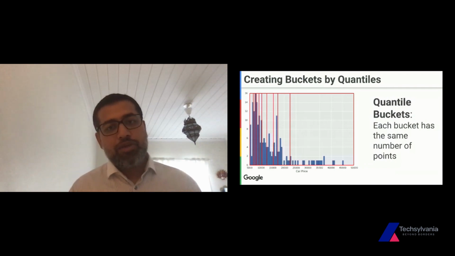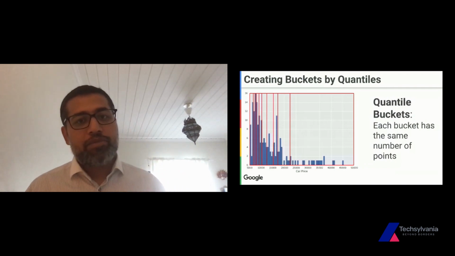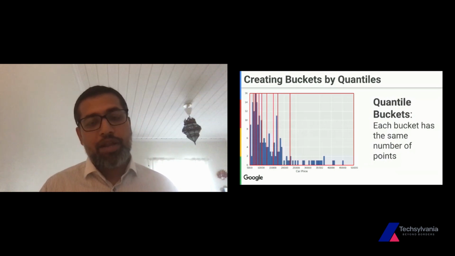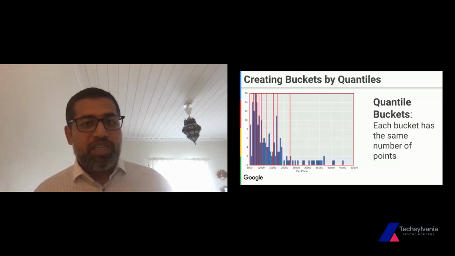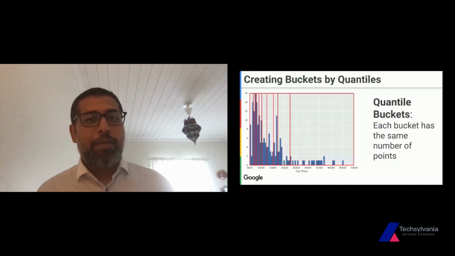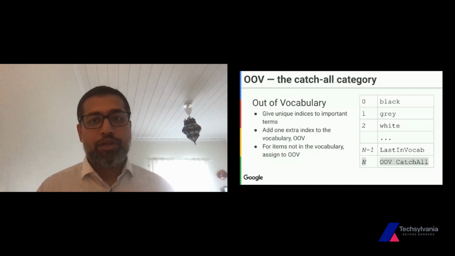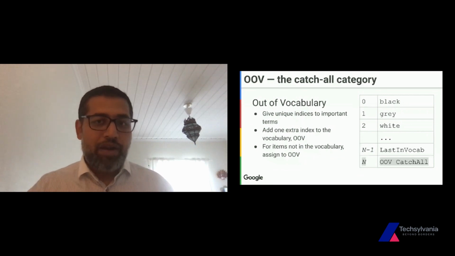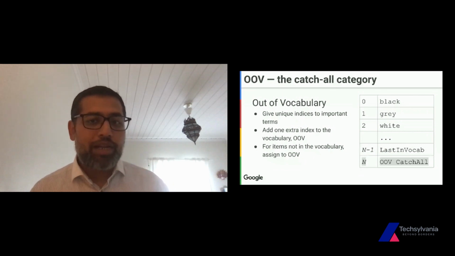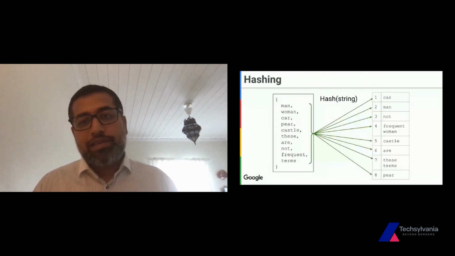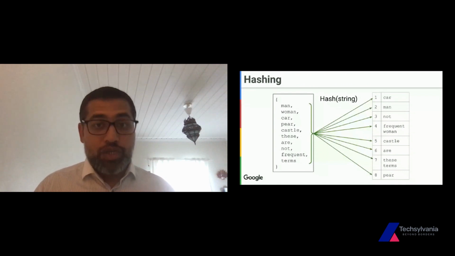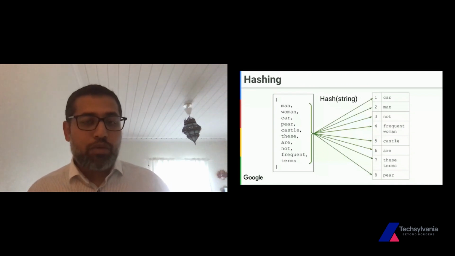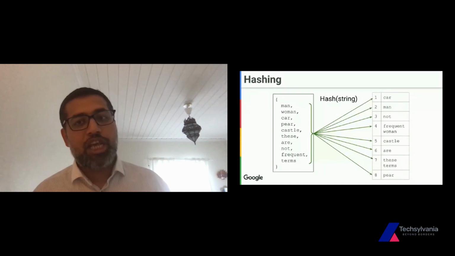Similarly, you can transform your categorical data. For example, if you have categorical data, you can create a vocabulary. You can create an out-of-vocabulary bucket, sort of a catch-all clause. The problem with this approach is that you have to build the vocabulary up front. You have to build the index for your vocabulary elements up front. For that, you can use, of course, hashing. Hashing is not collision proof. So you can have, let's say, at index 4, frequent and woman, and at index 7, these and terms. So it's not a good solution when your terms are extremely important and you want to take those terms separately for the sake of feature multiplication.